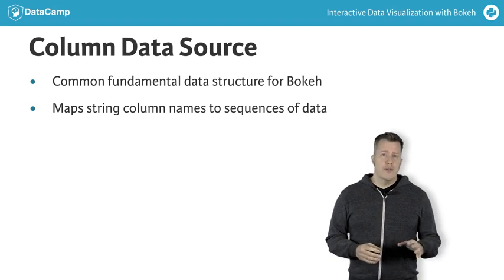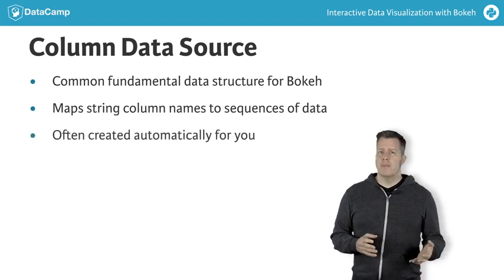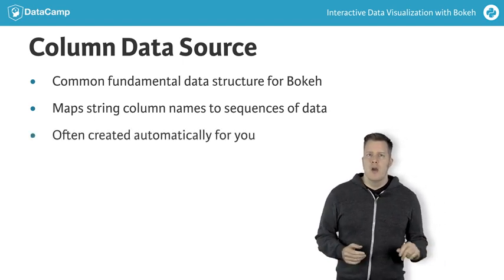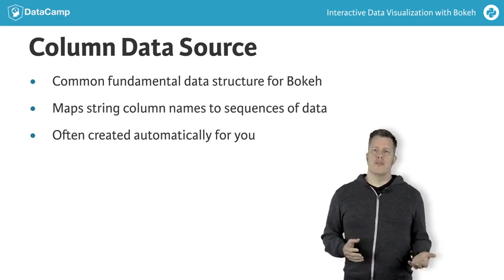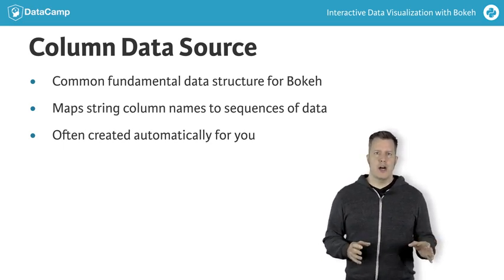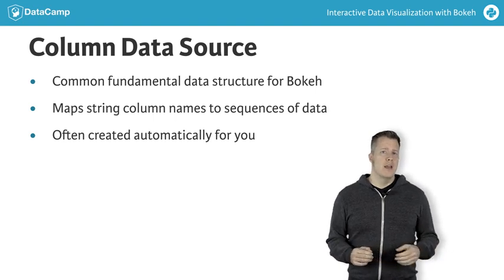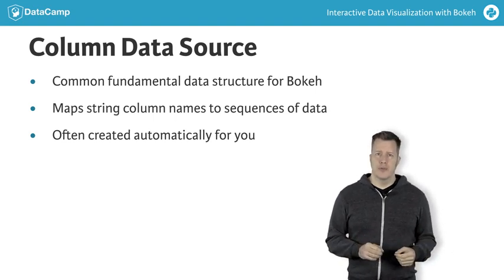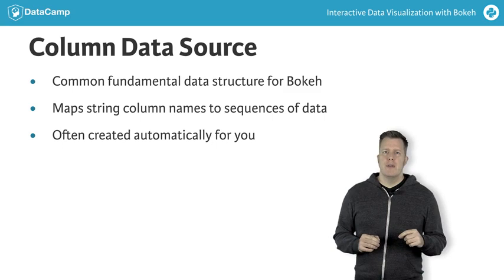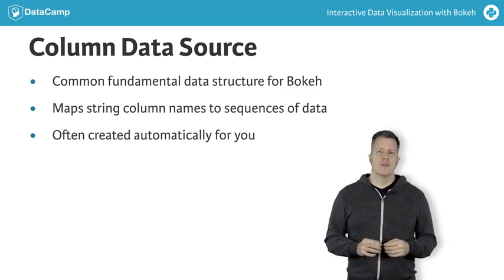Column data sources are often created for you, and in all the examples we have seen so far, this has been the case. When you pass in x equals list 1, 2, 3 to the circle method, Bokeh creates a column data source for you behind the scenes and maps the name x to the list 1, 2, 3. But there are times when it can be useful to create or use column data sources directly.